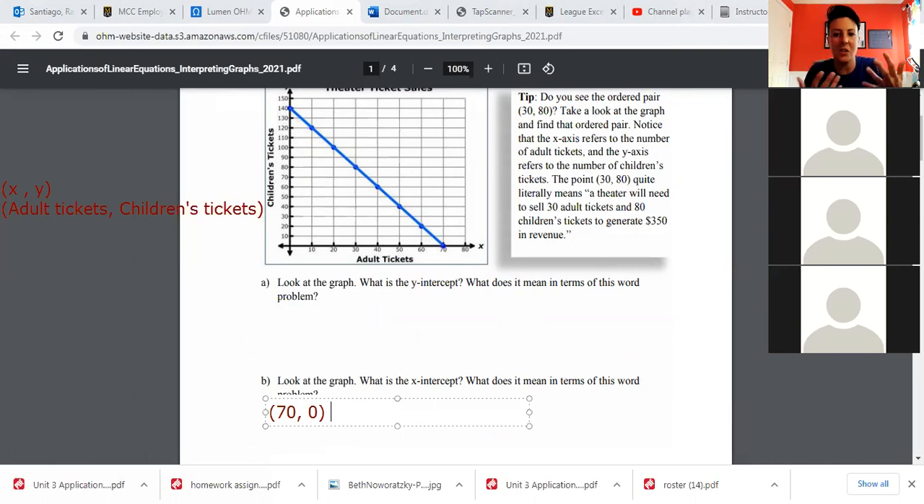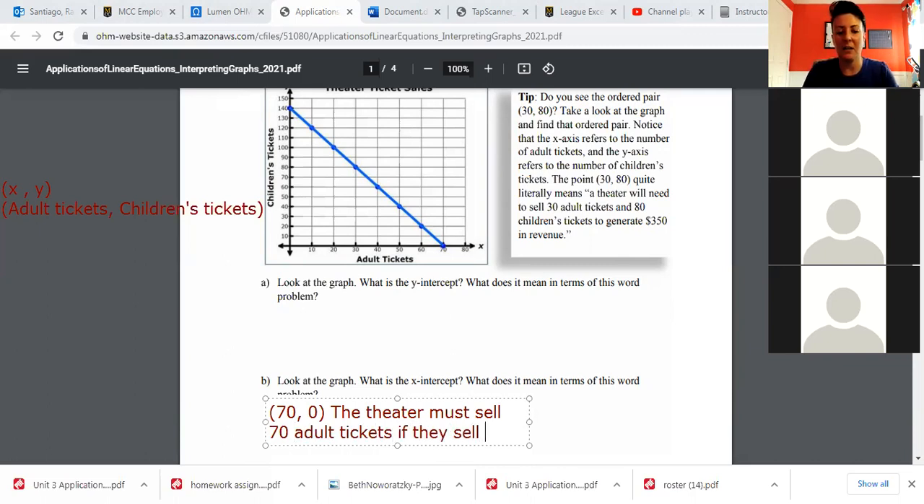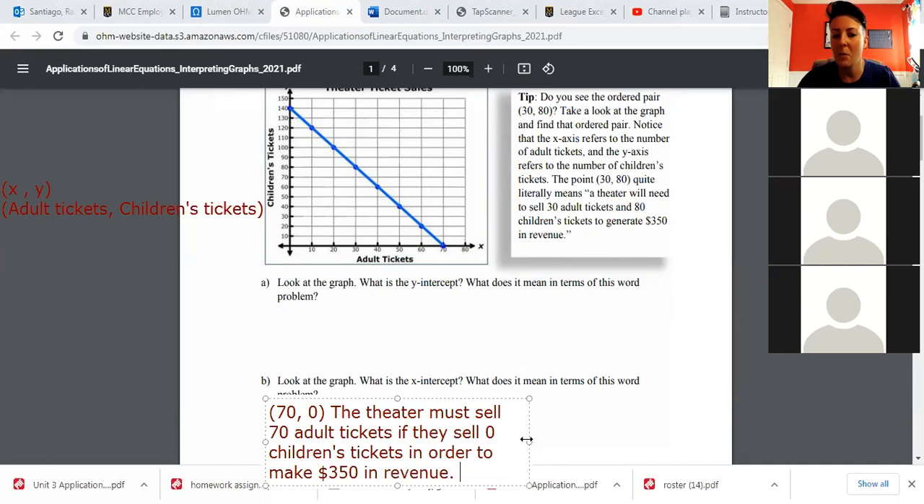So I'll write this just a little bit differently. The theater must sell 70, and notice the 70 is in the X position and X is adult tickets. So the theater must sell 70 adult tickets if they sell 0 children's tickets in order to make $350 in revenue. So notice how I'm writing it out.